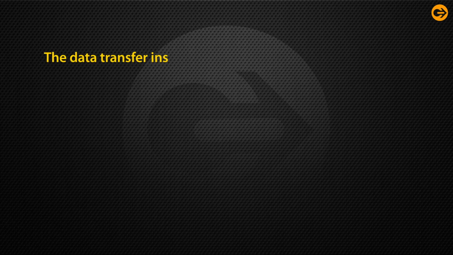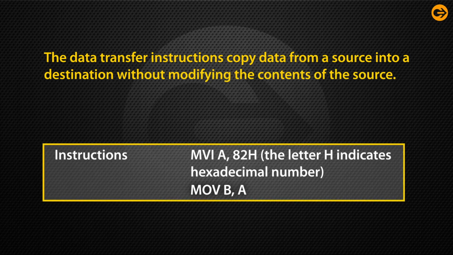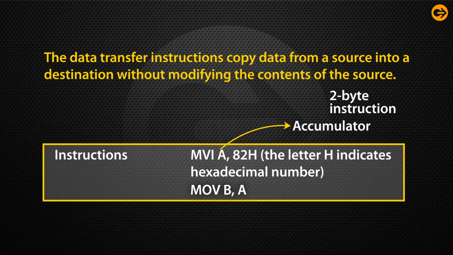The data transfer instructions copy data from a source into a destination without modifying the contents of the source. Load the accumulator A with the data byte 82H and save the data in register B. The first instruction is a 2-byte instruction that loads the accumulator with the data byte 82H. And the second instruction copies the contents of the accumulator into register B without changing the contents of the accumulator.